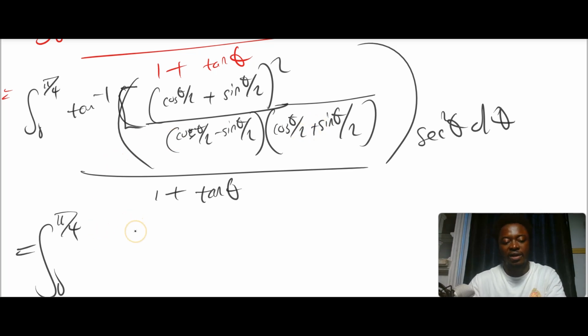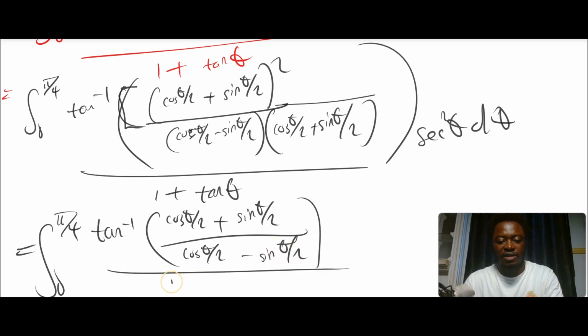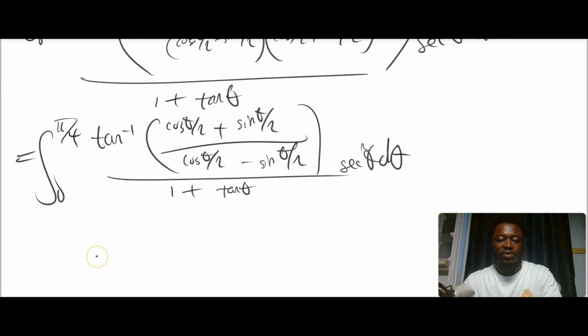So you would have just a tan inverse of what? Cosine of theta over 2 plus sine of theta over 2, all divided by cosine of theta over 2 minus sine of theta over 2. Just making sure that everything is there, the 1 plus tan theta. Then you have secant squared theta d theta. So we're making some good progress here. Next up, what do we do here?